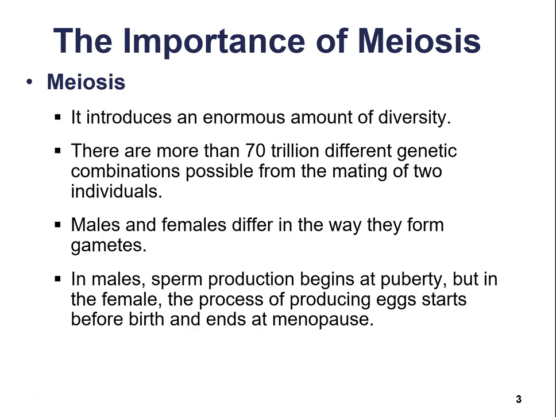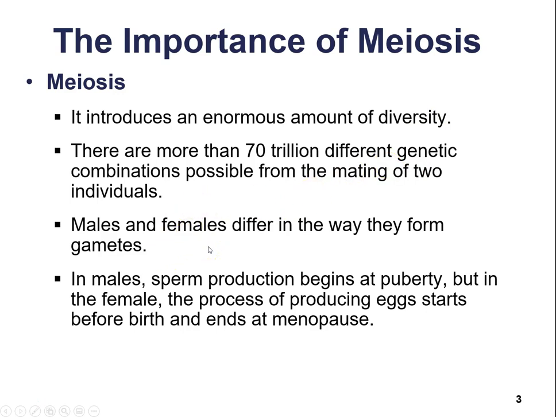All right, so there's a lot going on in this chapter. The first thing that we're going to talk about is meiosis in general, an overview. I did mention in the introduction that it brings about a huge amount of genetic diversity, which is obviously super important. If it didn't, we would all walk around being the same person genetically, and we know that's not true. There are, in fact, more than 70 trillion different genetic combinations possible from the mating of two individuals. That's just one mating: 70 trillion different genetic combinations. So obviously lots of diversity, lots of genetic variation.